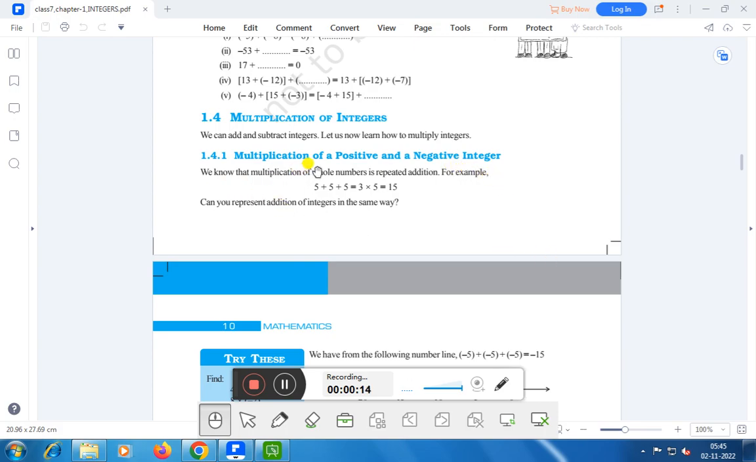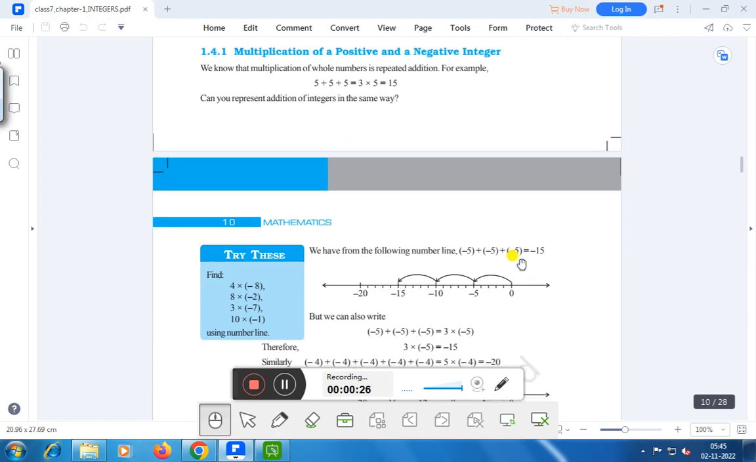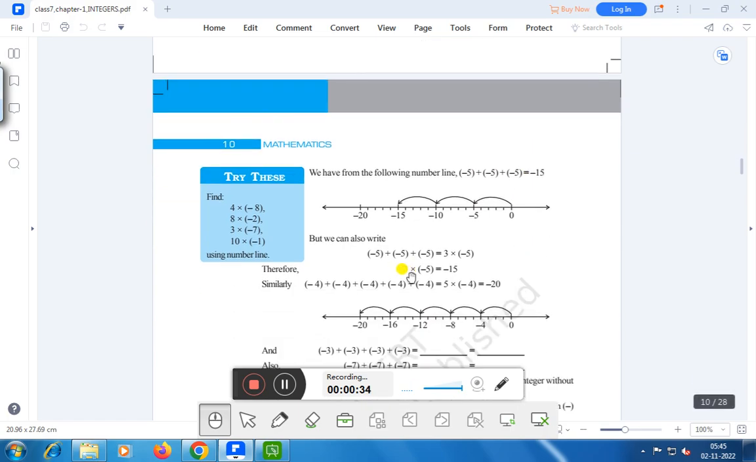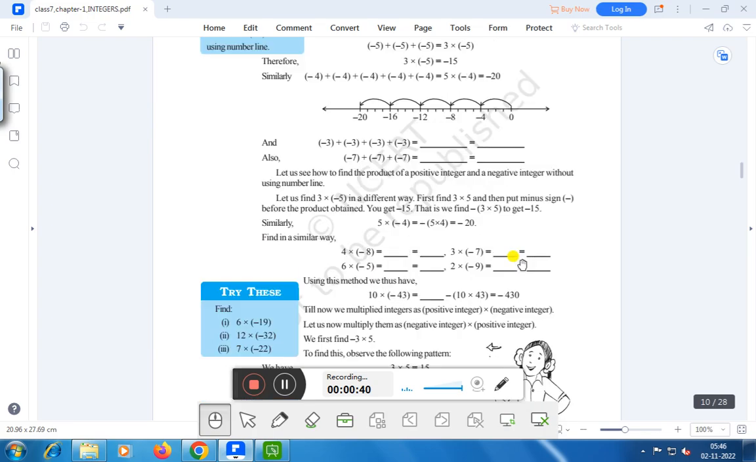We know that multiplication of whole numbers is repeated addition. For example, 5 plus 5 plus 5 is equal to 3 into 5, that is 15, right? Can you represent addition of integers in the same way? Yes, we can. Here we have found that minus 5 plus minus 5 plus minus 5 can be written as 3 into minus 5, that is, we are getting minus 15. That is, it is a repeated addition, right?